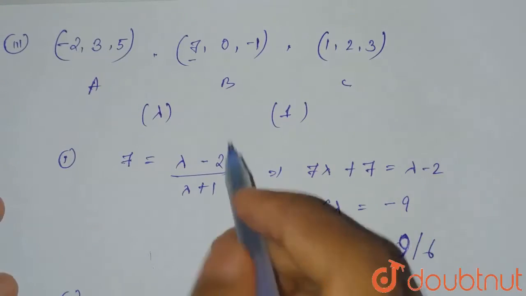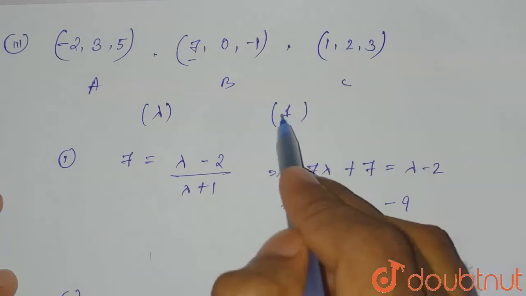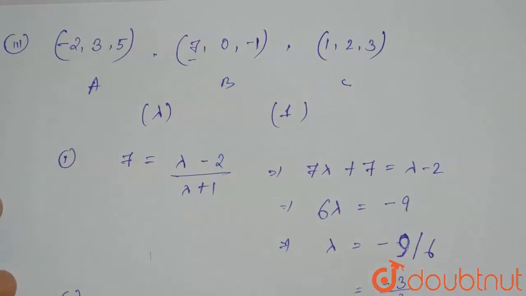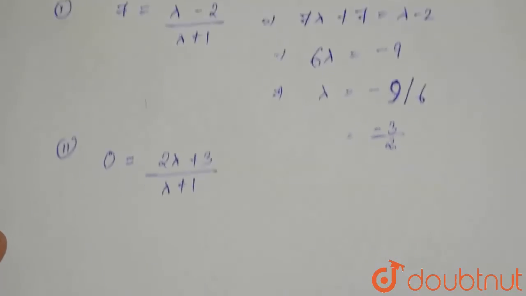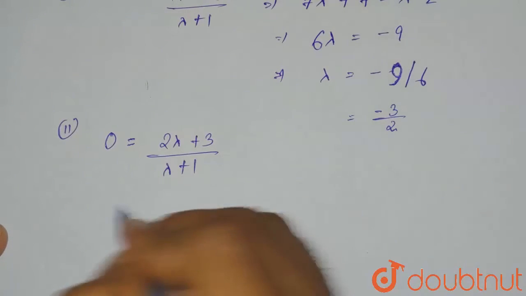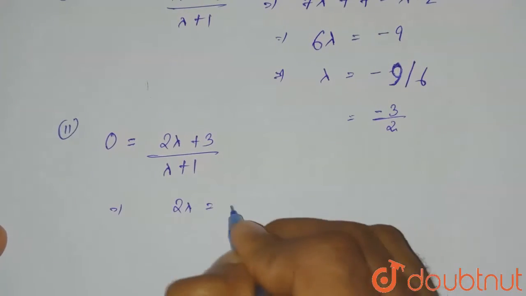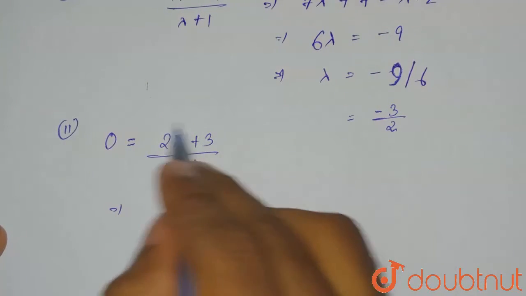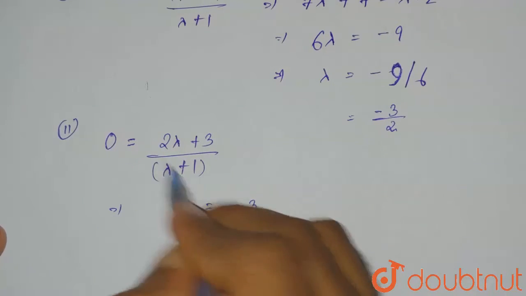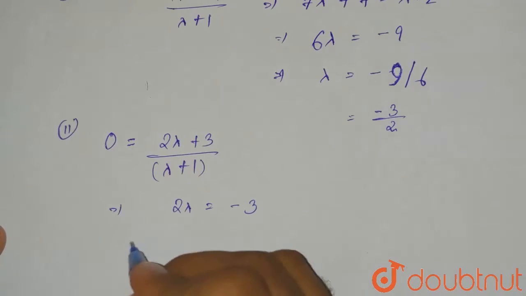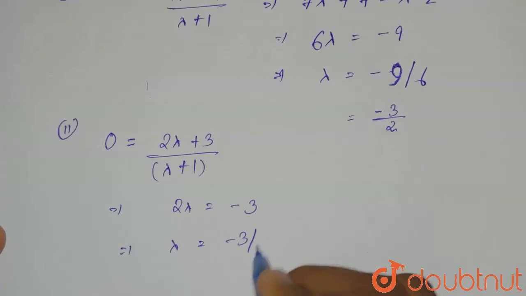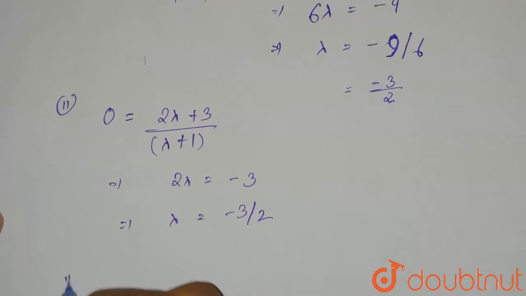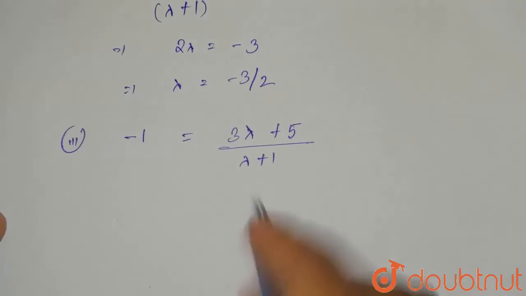That is lambda into this value plus 1 into 3 divided by lambda plus 1, this will be the value for 0. So from here we can find that 2 lambda will be equal to minus 3, because 2 lambda plus 3 will be equal to 0 as we multiply this value with this 0. So lambda is equal to minus 3 by 2. And for the third point, the value is minus 1. This will be equal to 3 lambda plus 5 divided by lambda plus 1.